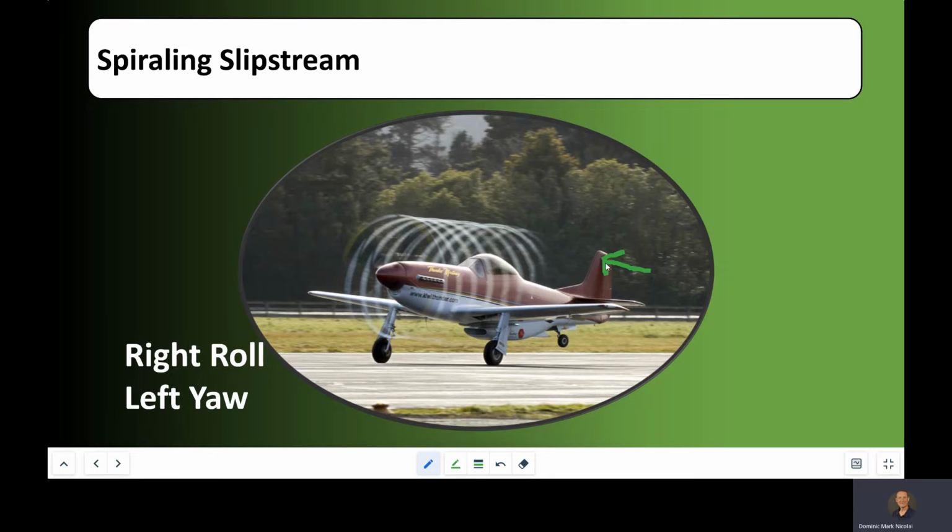But what a lot of pilots don't understand is the spiraling slipstream also strikes that left horizontal stabilizer from the bottom. Ooh, that's different, because striking the left horizontal stabilizer from the bottom induces a right roll. So that's the FAA knowledge test question there. What happens with spiraling slipstream? Well, it's a left yaw, but it's a right rolling tendency. Okay. So just keep that in mind. It's a little opposite of what you may have thought it was.